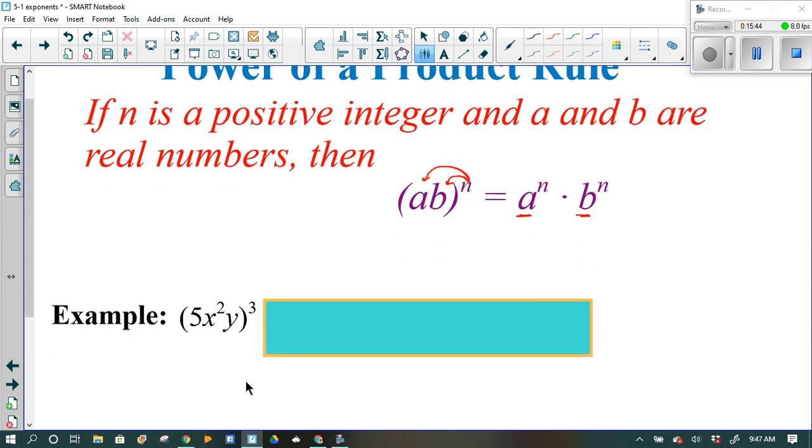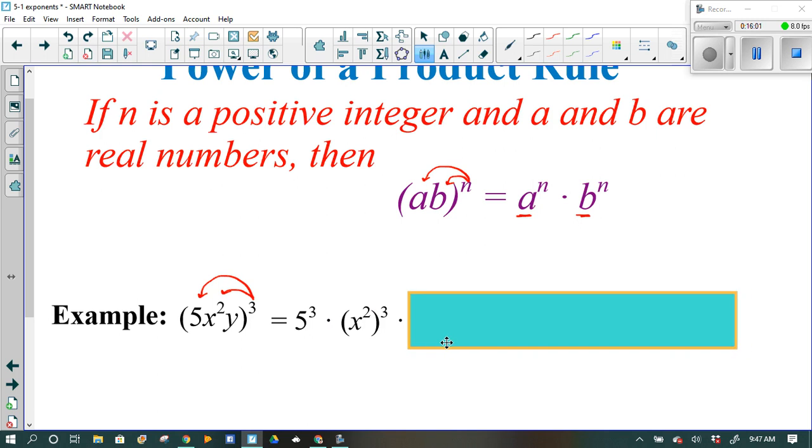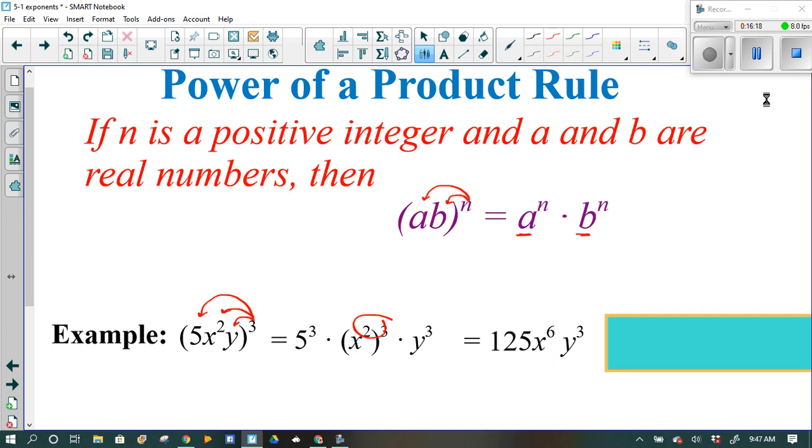Okay, so for example, here's kind of a long one. 5x squared y to the third power. So you're going to distribute that exponent back. So 5 to the third power. And now I have x squared to the third power. And then I have y to the third power. So 5 to the third power is 125. These you have to multiply them because it's the power to the power. So that's x to the sixth and y to the third.